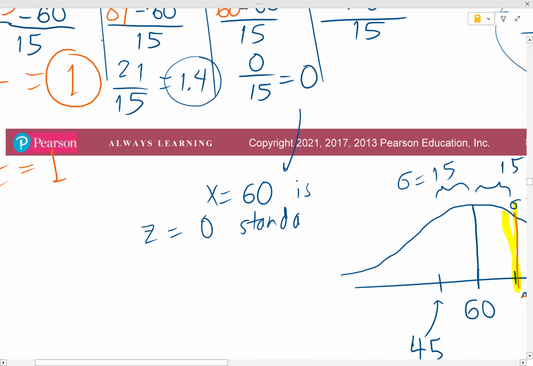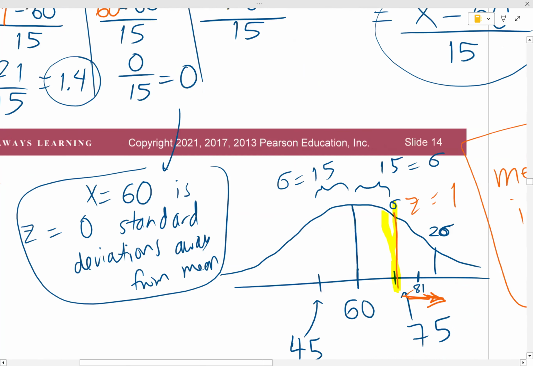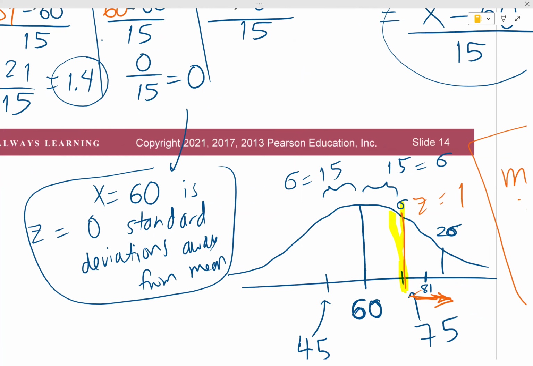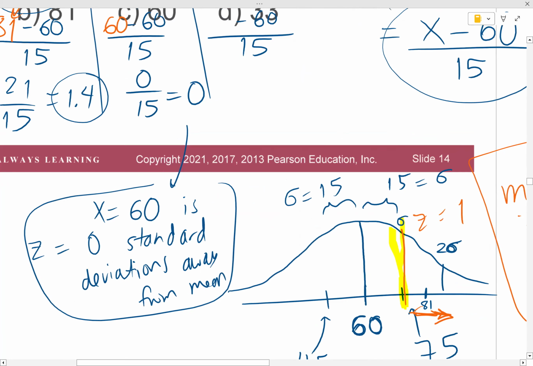Standard deviations away from the mean. Does that make sense? Yeah, it makes sense because the data value is 60. It's right on the mean. The data value I'm given is the mean. So of course it's 0 units away from the mean. It is equal to the mean.